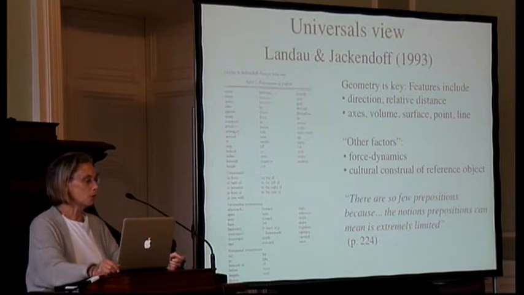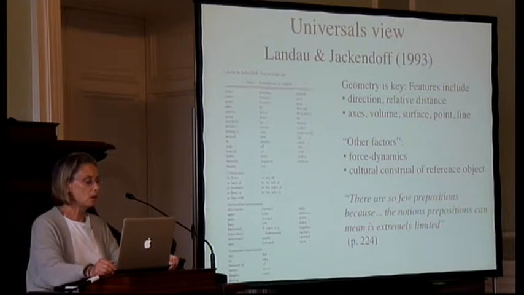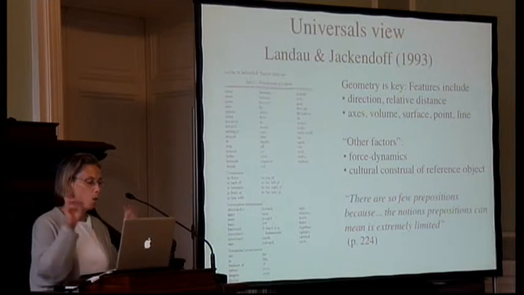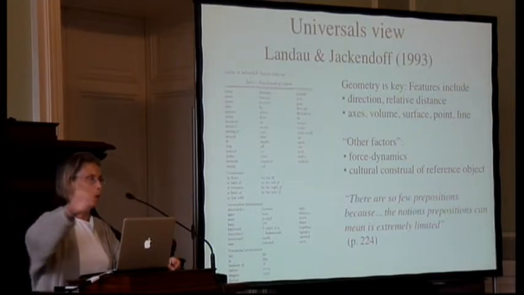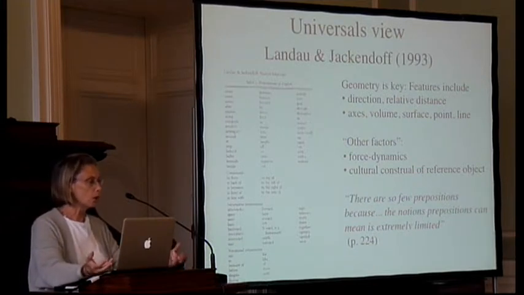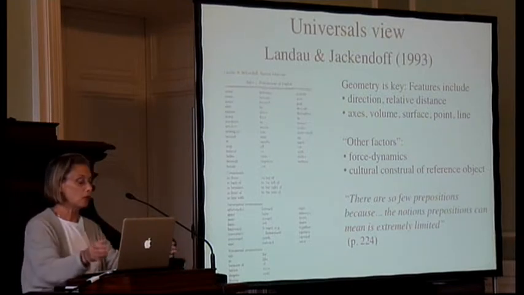I've got a little clip here of the view that Ray Jackendoff and I put forth in the early 90s. In that view, we said geometry is key. We talked about a set of features that we proposed would be universals that could be drawn upon, including direction and relative distance, and construals or representations of objects that would include their axes, volumes, surfaces, points, and lines. We also talked about what we called other factors. This was sort of what we couldn't account for, and that included force dynamics, such as relationships of support and containment, and cultural construals of reference objects. I'm going to come back to that in just a bit.